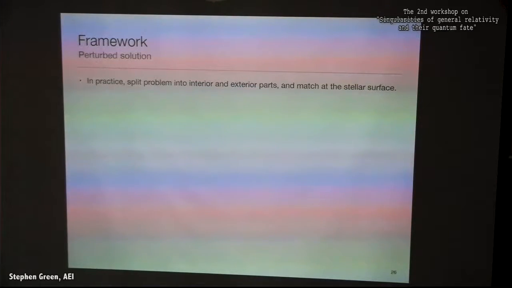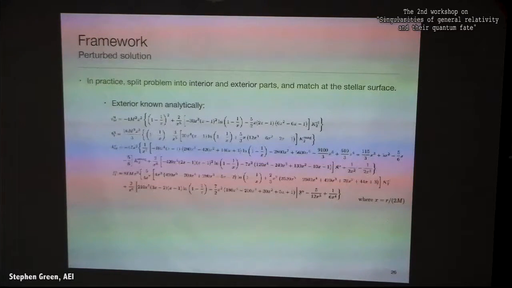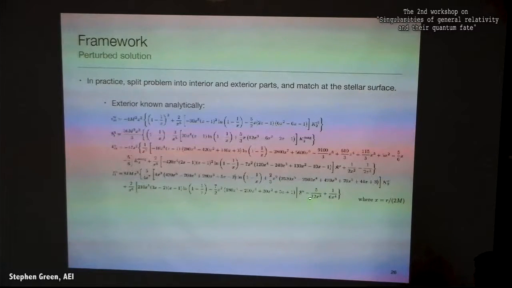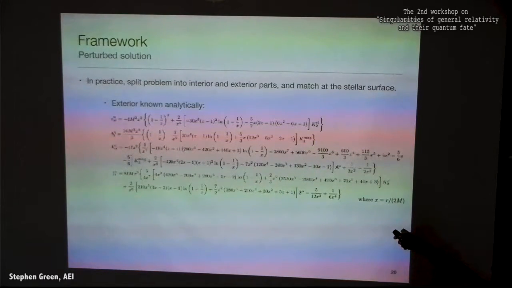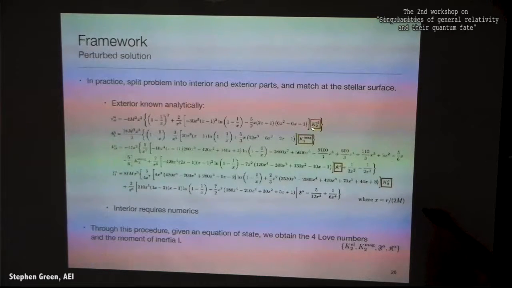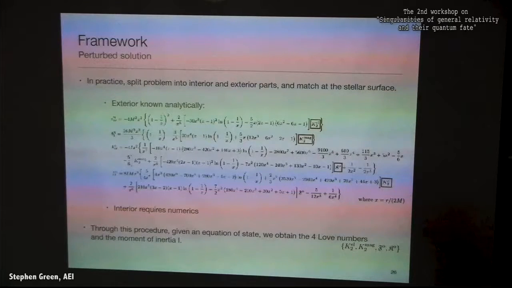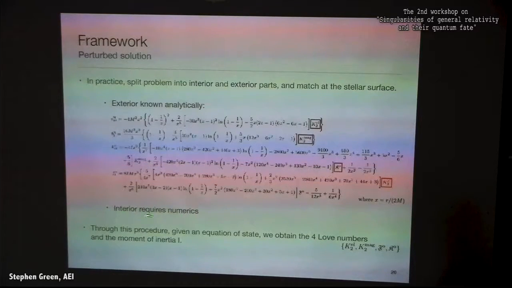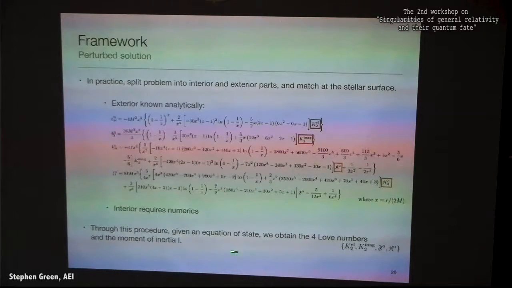So in practice, what you do is you split the problem into the interior and exterior parts, and you match at the stellar surface. The exterior solutions are known analytically. They're kind of ugly, and they didn't even show up very well at this resolution. But all you need to know is that for all these radial functions, there are these coefficients that are undetermined in these external solutions, and those are our 4 Love numbers. The x here in all these functions is just r over 2m. And then we numerically solve the interior part depending on the equation of state, and then we get the 4 Love numbers and the moment of inertia.